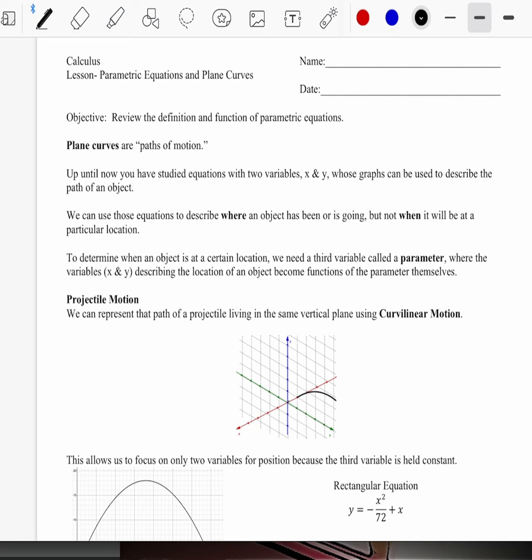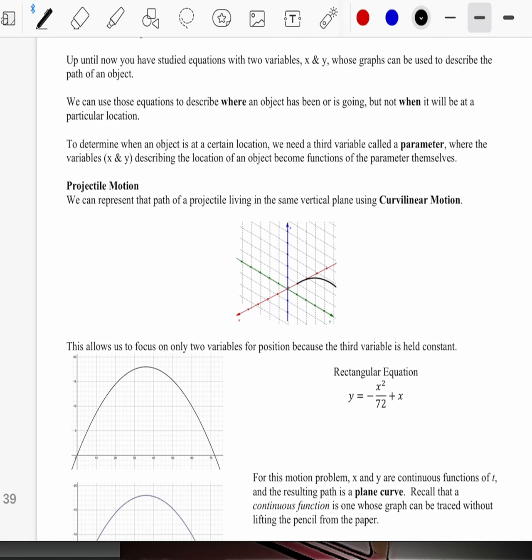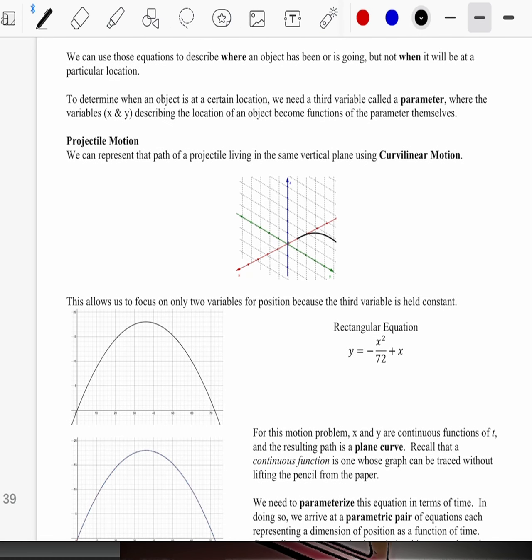To determine when an object is at a certain location, we need a third variable called a parameter, where the variables x and y describing the location of an object become functions of the parameter themselves. So we're going to focus specifically on what's called curvilinear motion. All right. That's a particular path that lives in this consistent vertical plane.